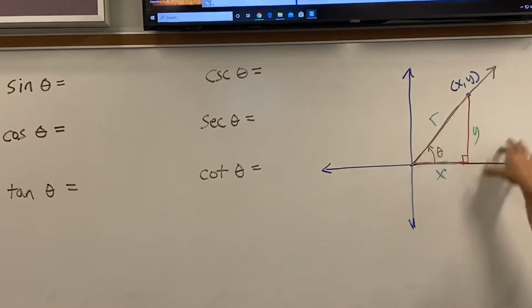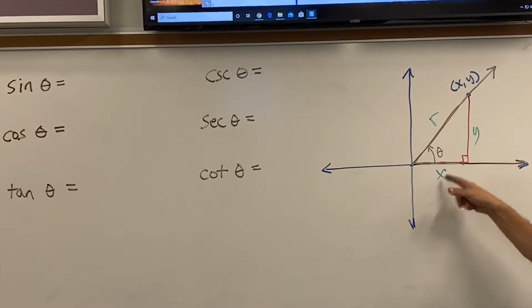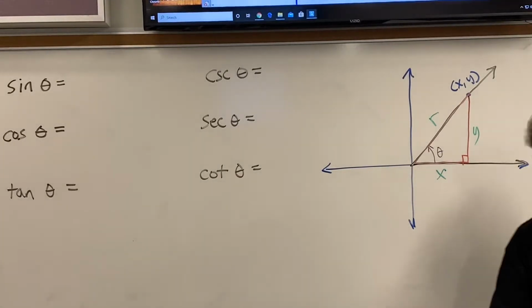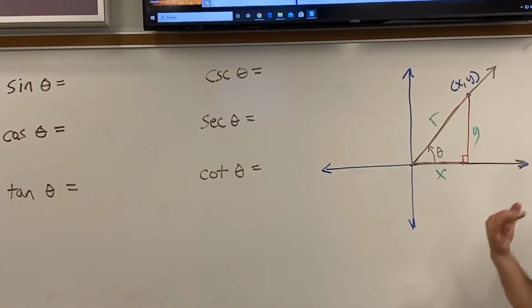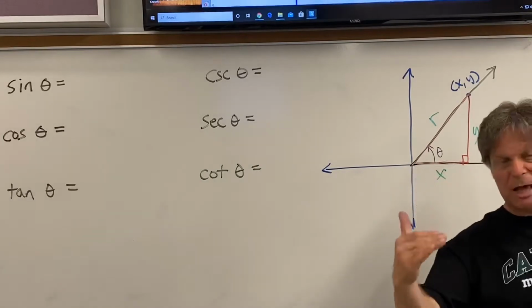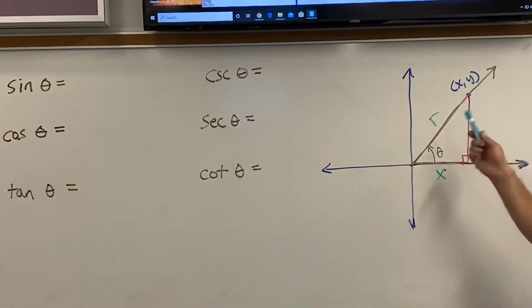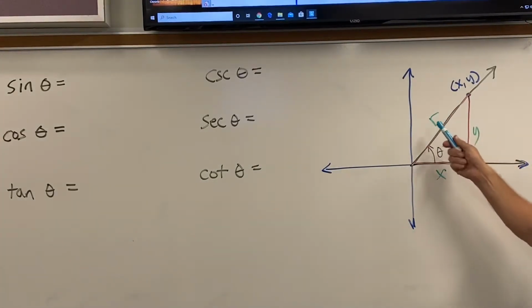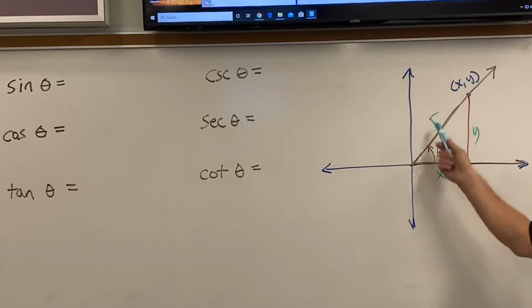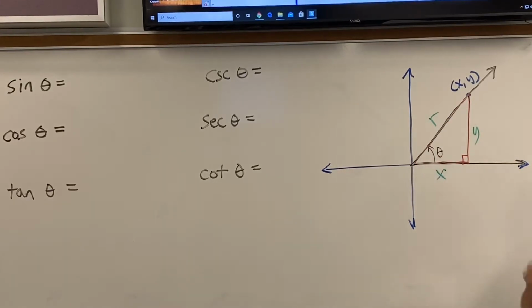Now, given those distances, x and y and r, you can come up with 6 different ratios of the sides of the triangle. That's what trig functions are. We're going to talk about sine, cosine, tangent. All those are ratios of sides of a triangle. It's one side over the other. It's like y over r, or r over y, or x over r. It's one side over the other side.